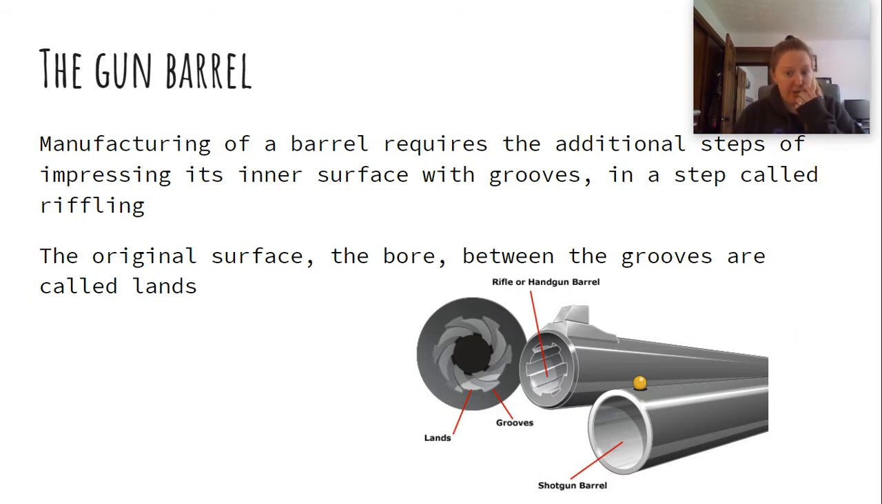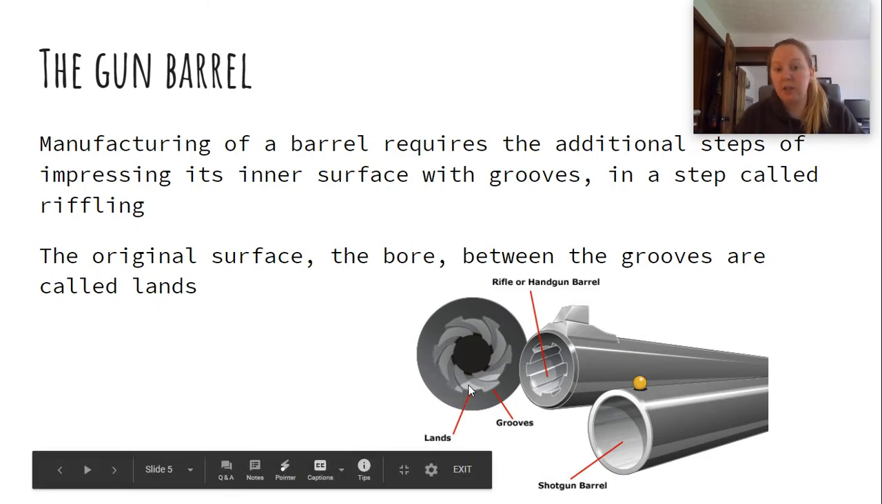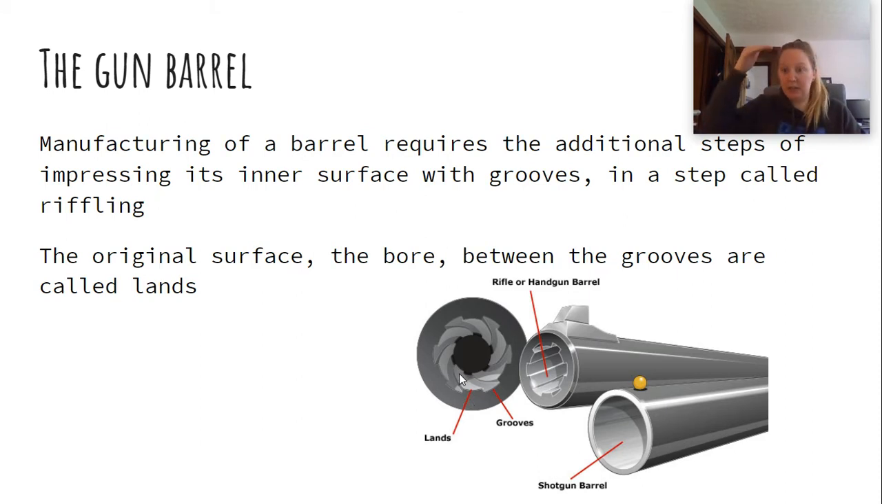On the original surface, the bore, the grooves are the sunken areas, and the raised pieces between the grooves are called lands. Land groove is how I like to think of it. Land is always raised, grooves are sunken in. The benefit to rifling is to allow the bullet to spin faster and shoot straighter.